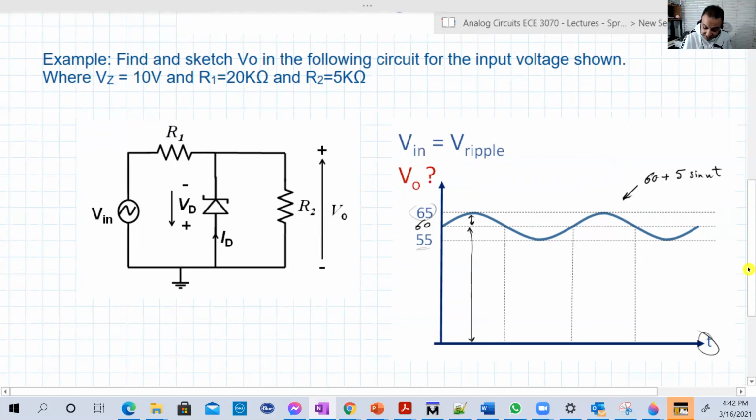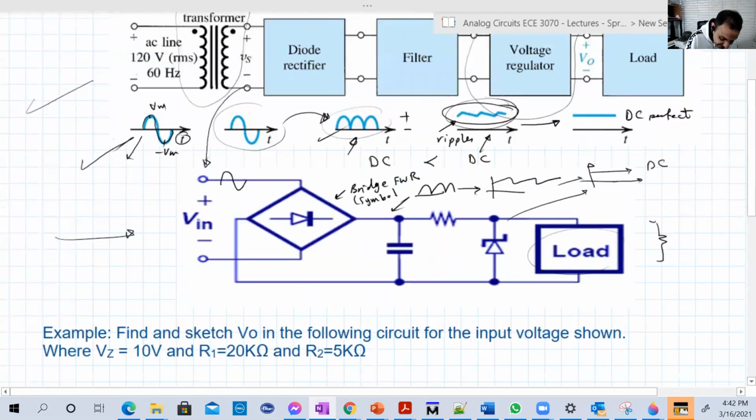This one here is basically Vmax sine omega t, 0 plus Vmax sine omega t. That's why you have Vmax and minus Vmax.